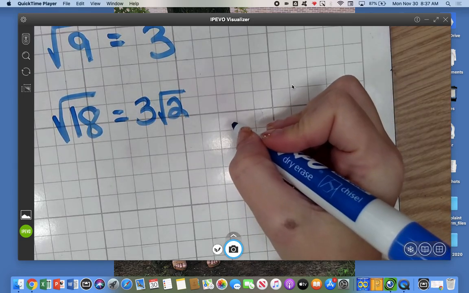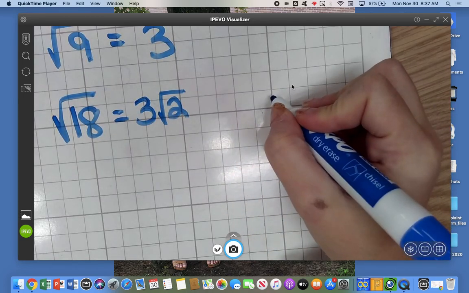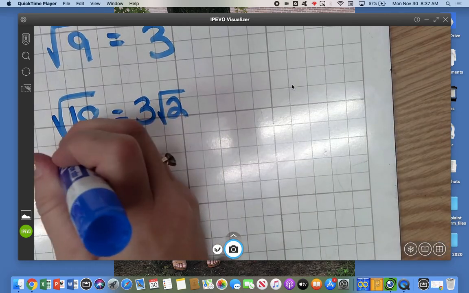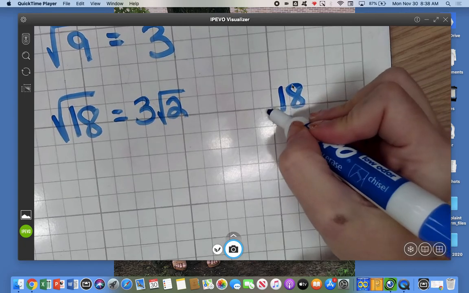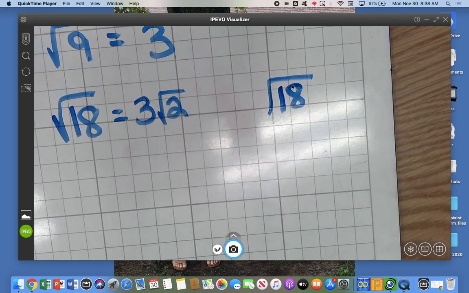We got to focus. All right, so whenever you are doing cake, what is inside the square root is your base. Now we are only going to divide by prime numbers. Prime numbers mean that they can't be broken down into any other number besides 1 and itself. So what are some prime numbers that are less than 10 that you guys know of?